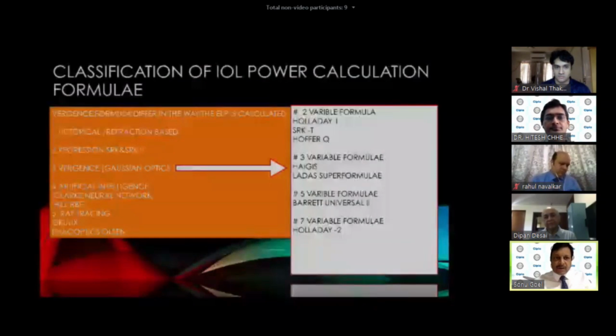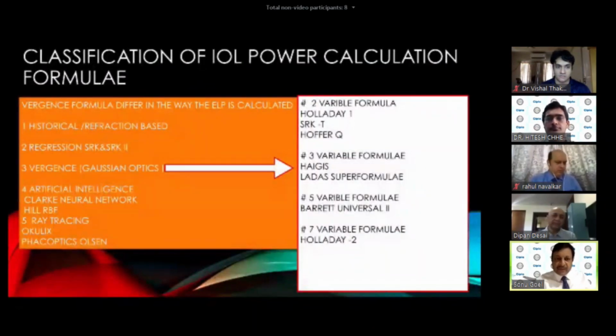So if you classify the IOL power calculation formulas, right from the history, we have the historical or the refraction based, the regression, the SRK 1 and SRK 2, and then we have what is called the Vergence formulas, and these formulas are variable dependent. So these can be two variable. By variables, we mean whether they depend upon the axial length, the keratometry, the anterior chamber depth, the lens thickness, or the white to white.